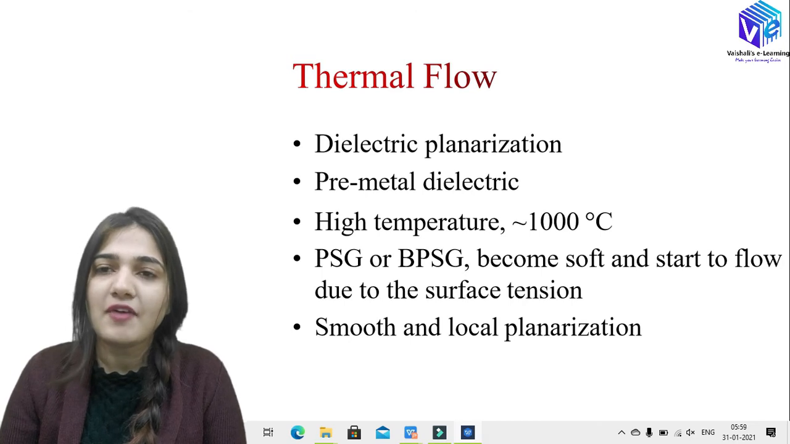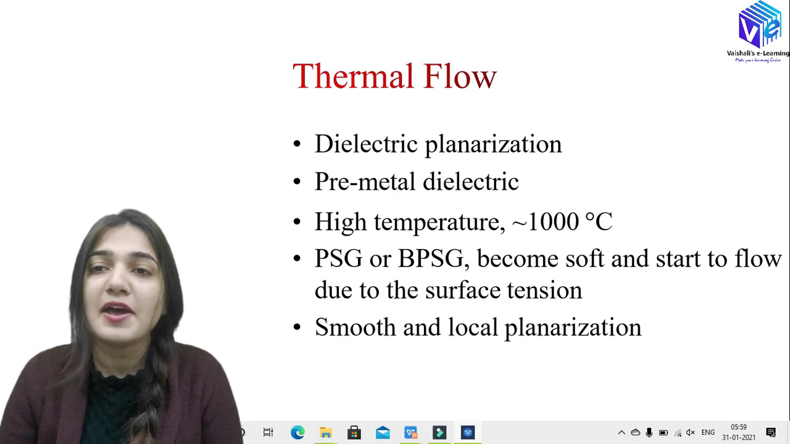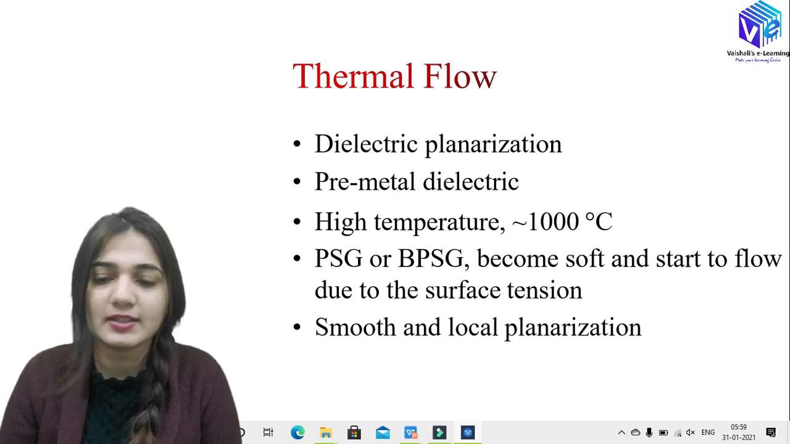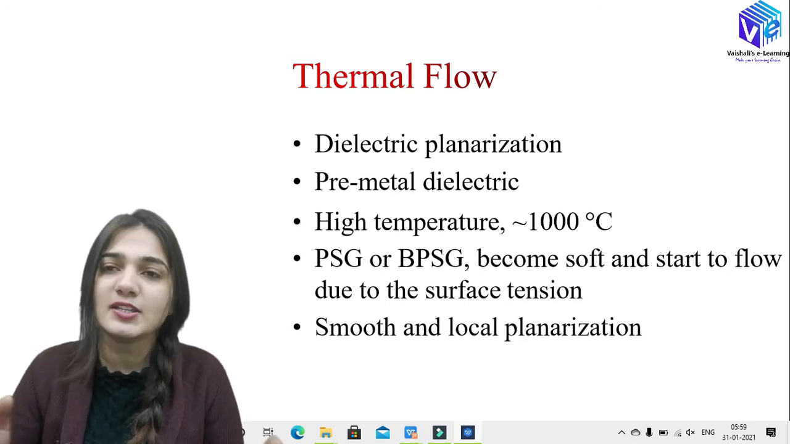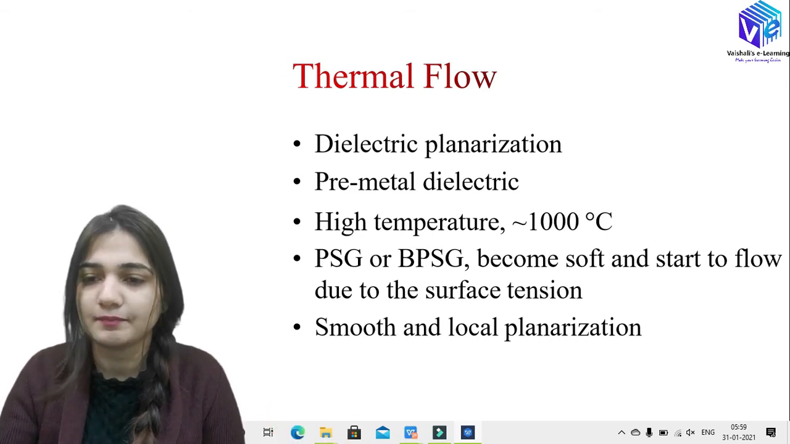So now if I have the phosphosilicate glass or borophosphosilicate glass, they are dielectrics. So they can become soft and start flowing due to the surface tension when we are giving the higher temperature, like the 1000 degrees Celsius. So it is making the structure smooth, or it is making the local planarization.